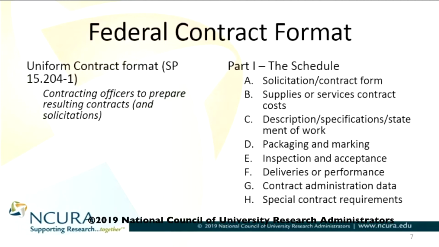So within the federal contract format, you'll find it in the uniform contract, subpart 15.204-1. And so this is all outlined for you explicitly in that particular subpart. So part 1 is the schedule, which is the lengthiest part of the federal contract. It also has the most material and will require the most amount of work generally as you go through it.